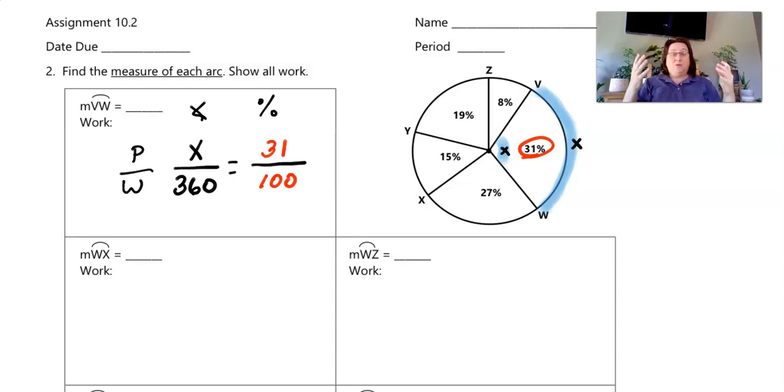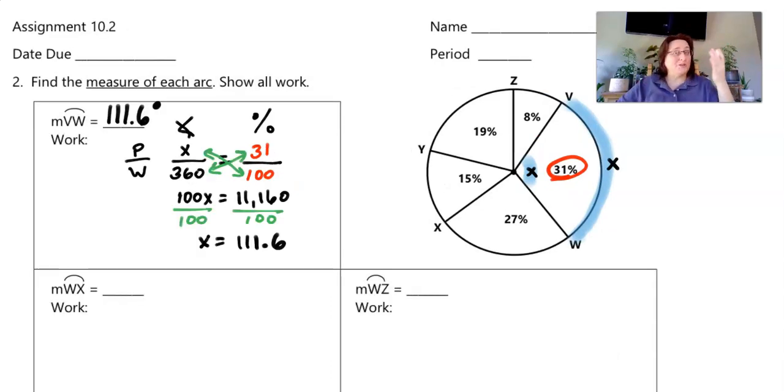Now, guys, you've seen problems like this before. You can cross multiply and divide, and you can find out what the measurement of that arc is. So here's what I want you guys to do. Rounded to the nearest tenth, tell me, what is the measurement of arc VW?